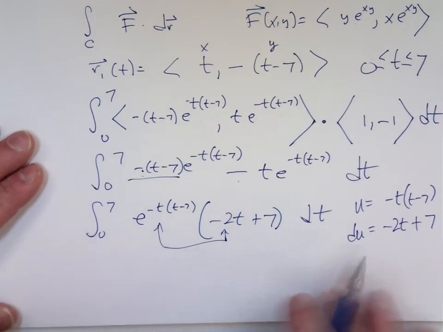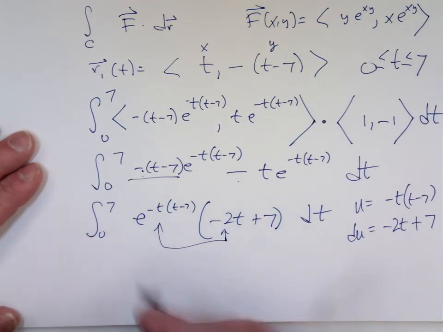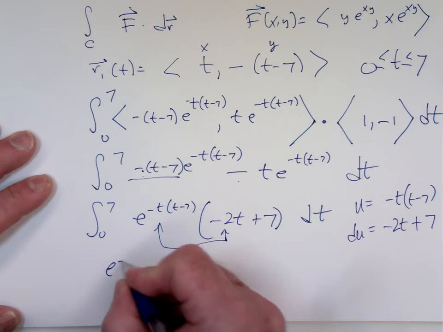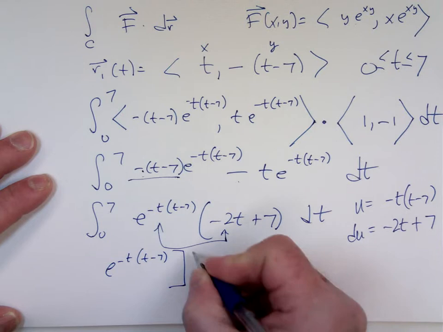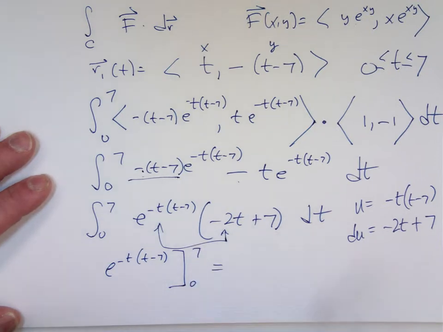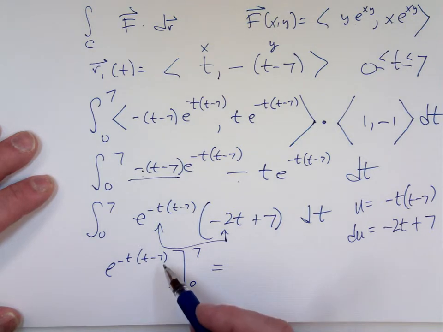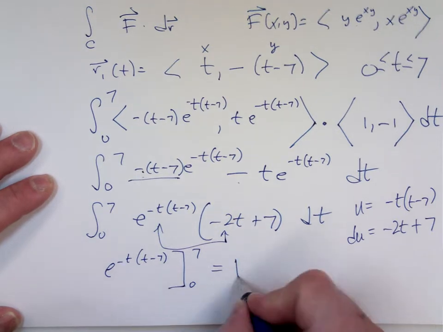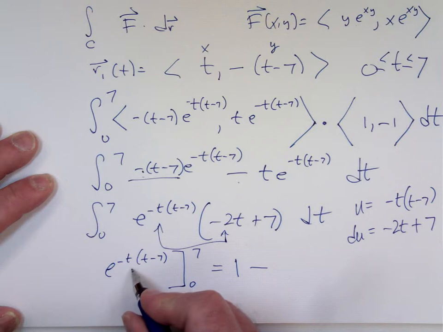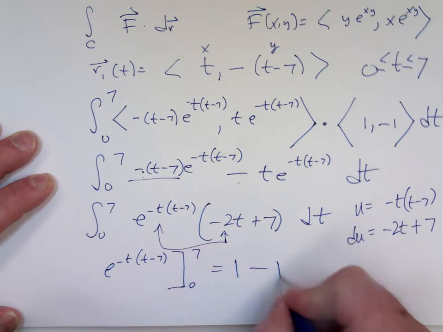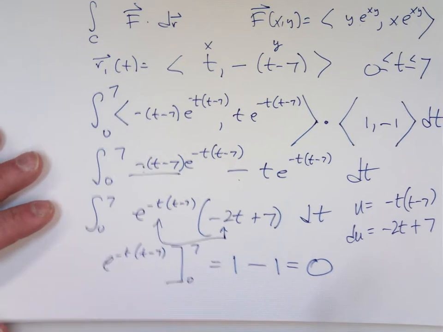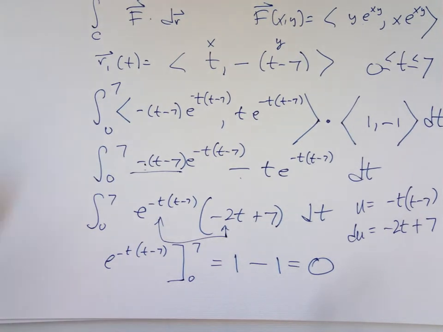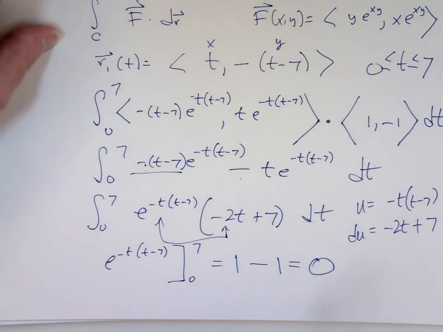Okay, so it's e to the u du form, and the integral is e to the u from 0 to 7. I mean, it's perfect. Put in the 7, you get e to the 0, which is 1, minus, put in the 0, you get e to the 0, which is 1. You get just what Liam said. You get 0. That's pretty cool. Like always, the first thing you gotta try is just 0.